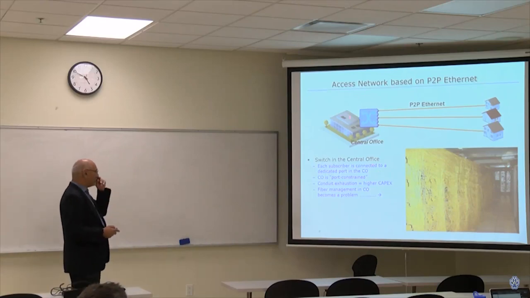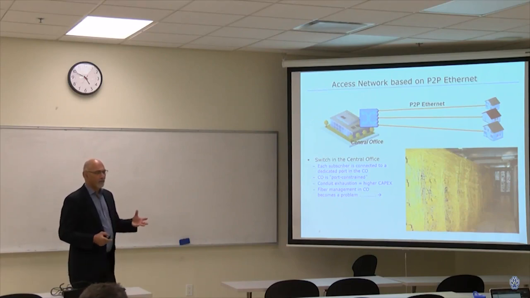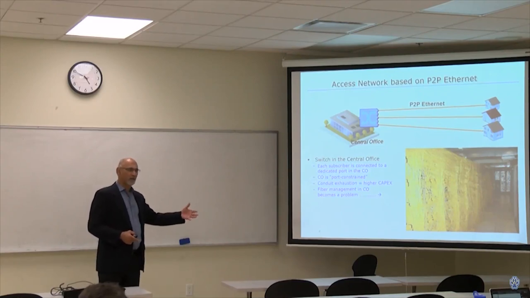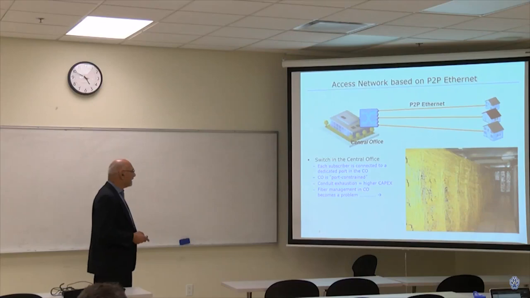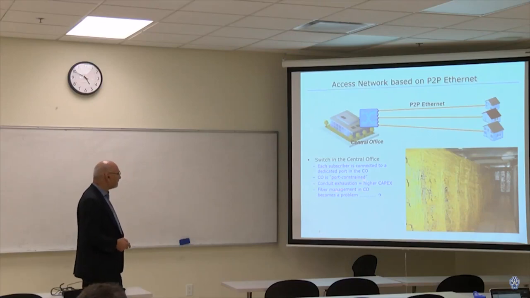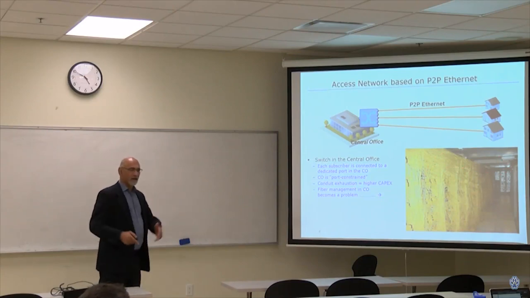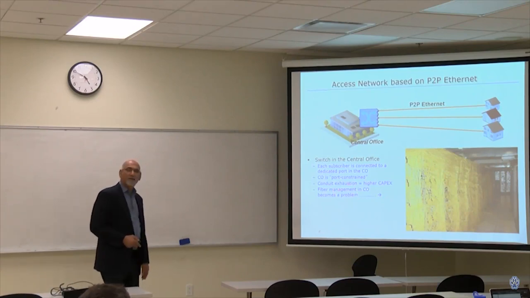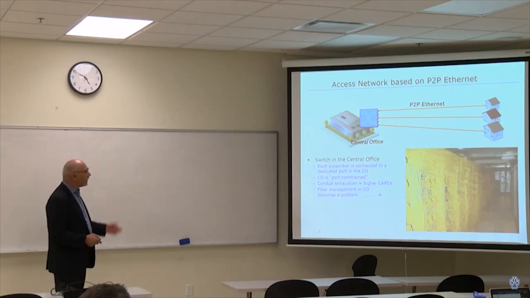This leads to multiple problems. The most important one being that the CO suddenly becomes very port constrained, right? Because if you have 500 homes, you're going to need 500 ports on the switch inside the CO. It also leads to something called conduit exhaustion. You can see the number of fibers they have put in there, and they're just running out of fibers because it's one-to-one. It's not scaling. And hence, the whole fiber management in the CO suddenly becomes a problem. So this is your point-to-point solution.